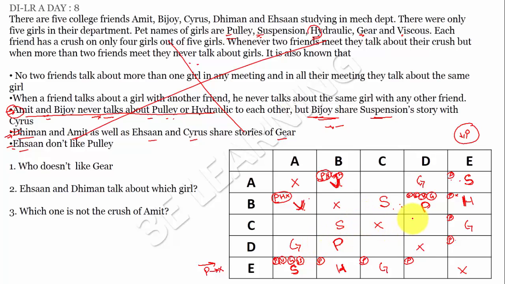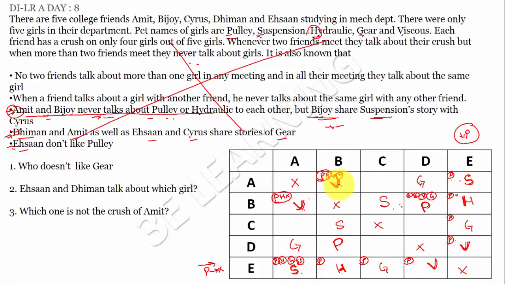Now move to another data. Check with the E again. Here we do not want P. No suspension, no H, no G. It means what? We have viscous here. So this should be viscous. This should be again the viscous. So we have completed E again.